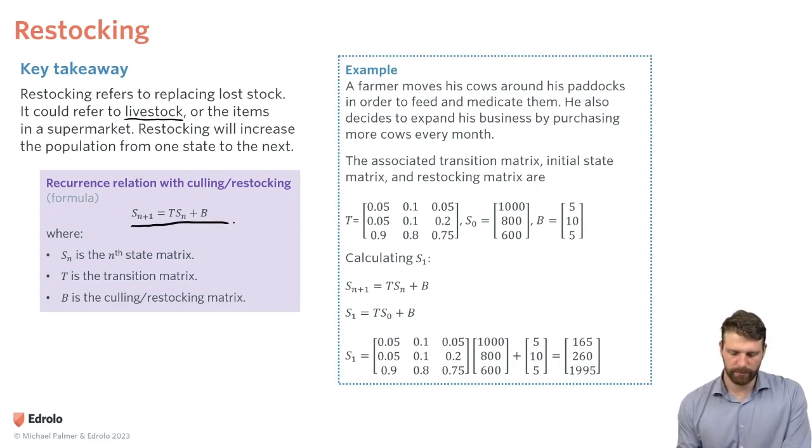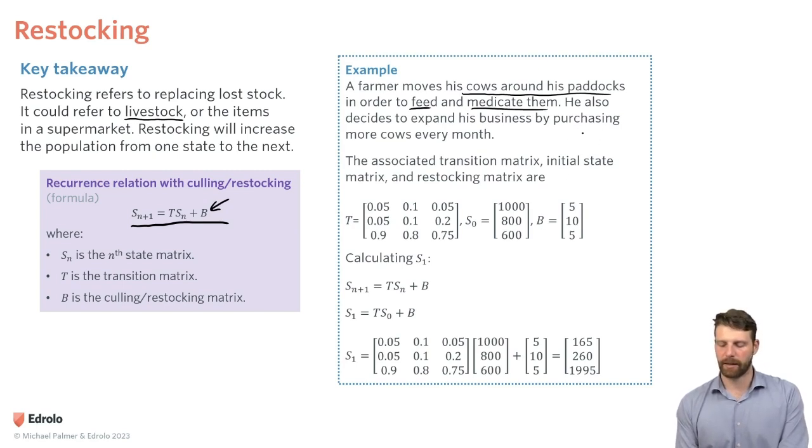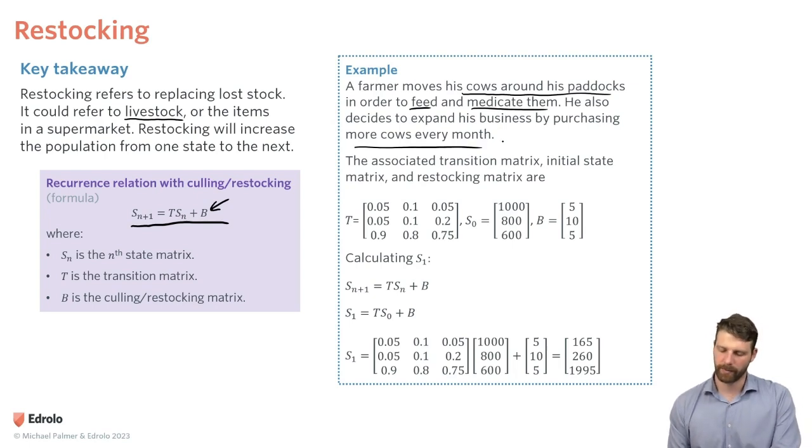Notice that the matrix is the same. It's just this time B will have positive values in it because we're adding numbers to that resulting matrix. So our example says a farmer moves his cows around his paddocks, of which it looks like he has 3 paddocks because it's a 3 by 3 matrix. He does this in order to feed and medicate them. He also decides to expand his business by purchasing more cows every month. So that tells me that this transition is occurring every month. The associated transition matrix, initial state matrix, and restocking matrix are T, S0, and B. Cool. So we've got those things there.